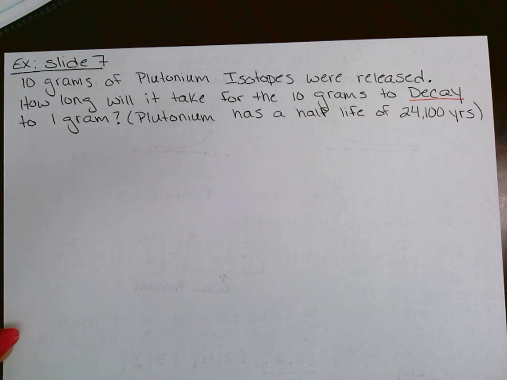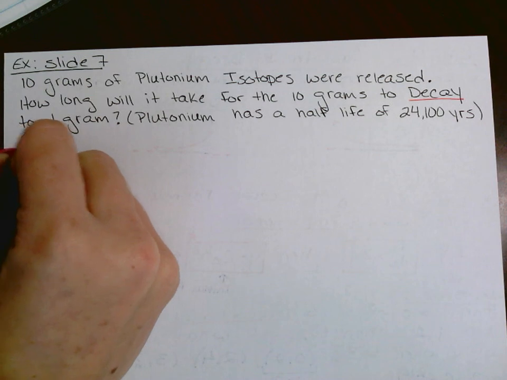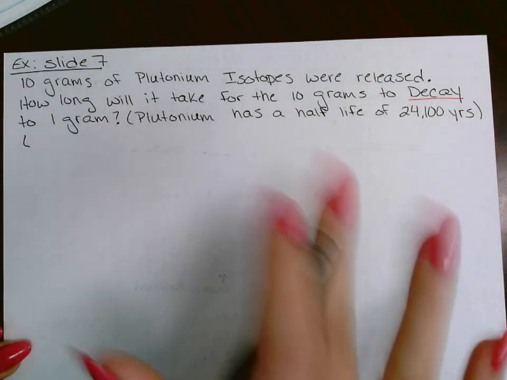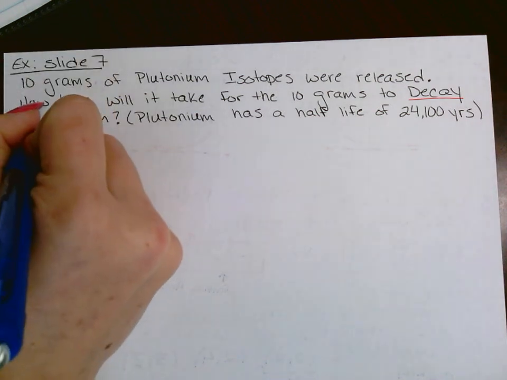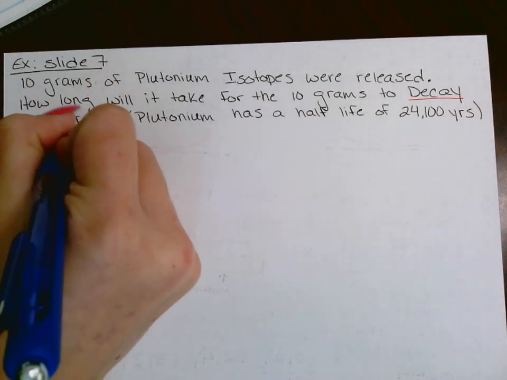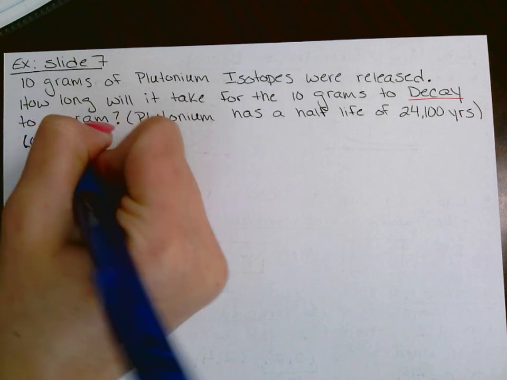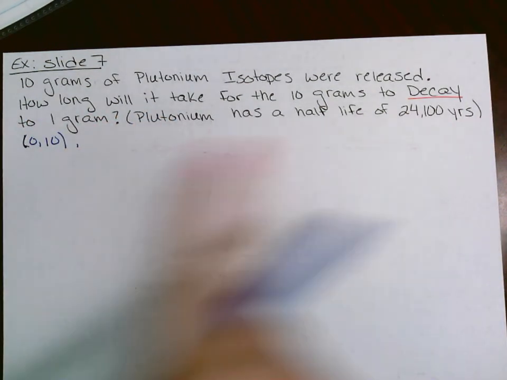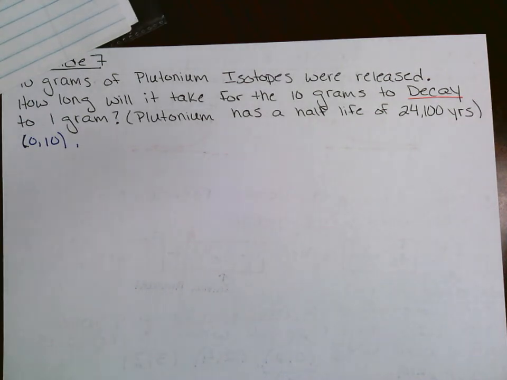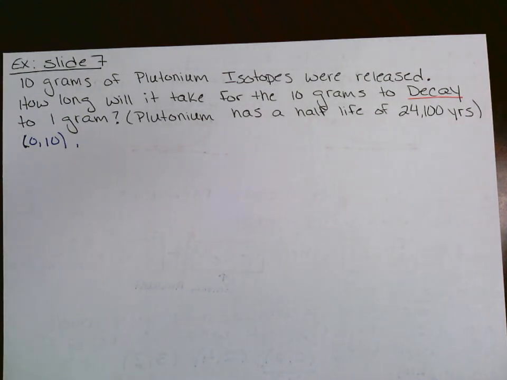So let's try and figure out what the ordered pairs are that they're giving me. They say that we started off with 10 grams, right? And 10 grams were released. So my initial, when I first started this scenario, was (0, 10 grams). Okay? Now it says, how long will it take for 10 grams to decay to 1 gram? So that's part of the last ordered pair.